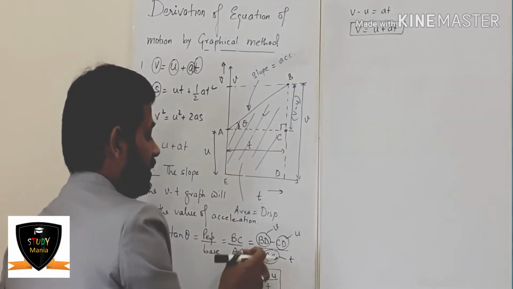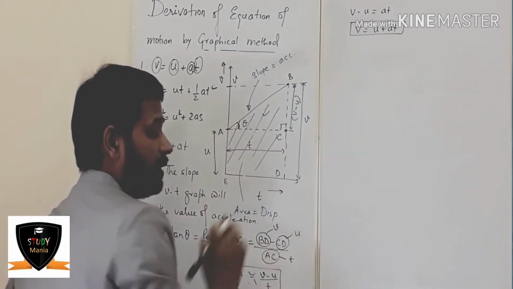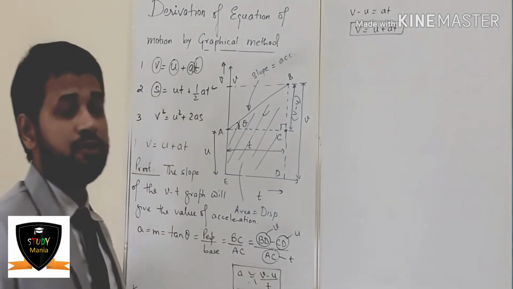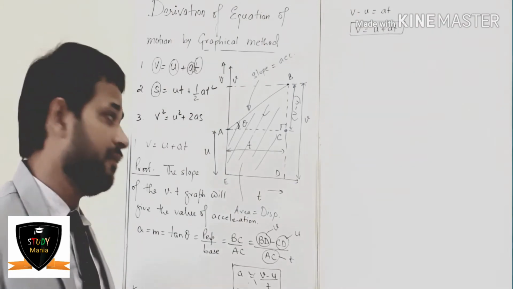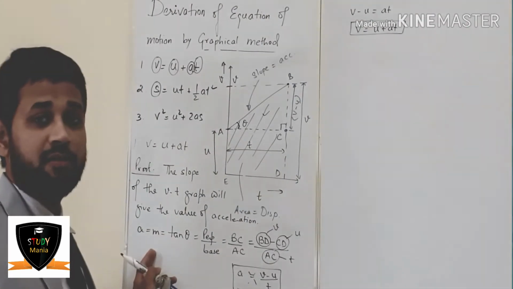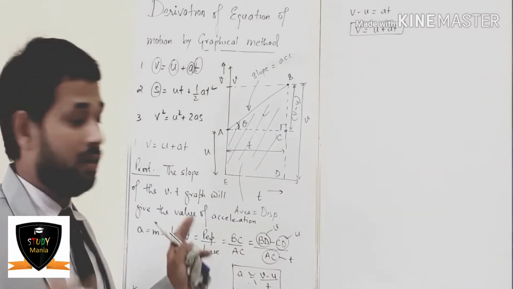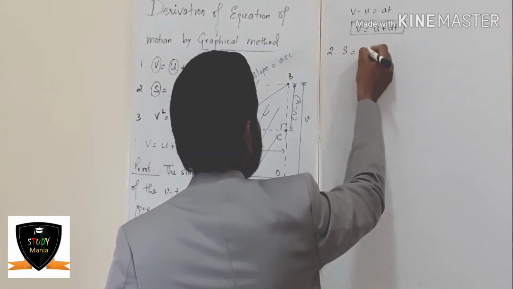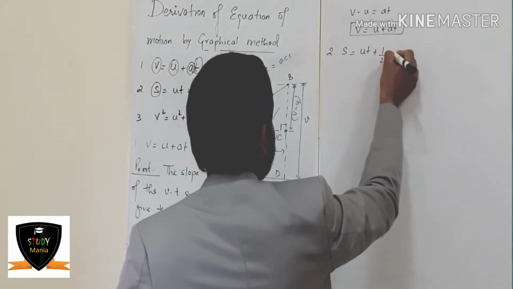So you can easily write A equals BD minus CD upon AC. By the definition, it is clear that acceleration equals change in velocity upon time taken. And if you have knowledge of trigonometric ratios, you can calculate tan theta, which gives the value of acceleration, which is the slope. Okay, now let us proceed to the second equation of motion: S equals ut plus half at square.